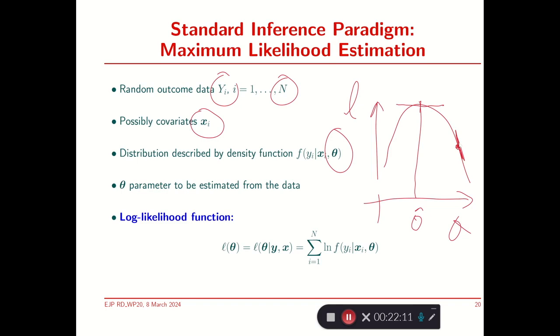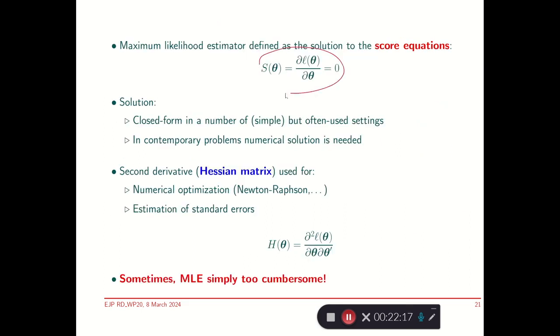So the tangent line at the top is horizontal. A different way of saying that is the first derivative is equal to 0. So that's what we have to solve for. We solve a system of equations, and the second derivative is used to estimate precision, standard errors.